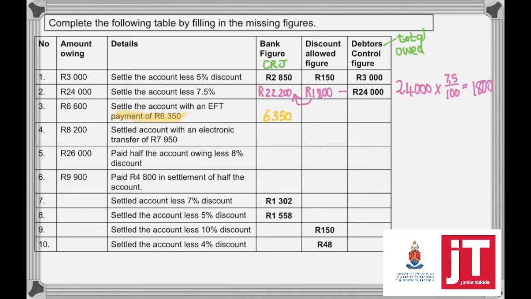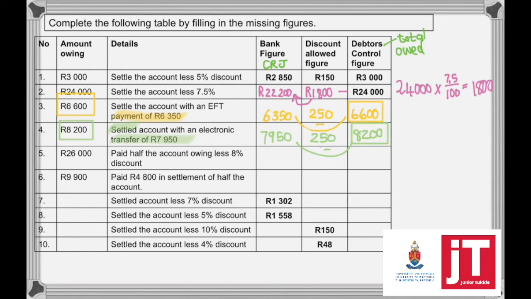The next transaction, they owed 6,600, but they settle with 6,350. So they've already deducted the discount. The amount they settle with, paid into my account, is the bank figure, 6,350. Amount owing was 6,600, so the difference is 250. Number 4, 8,200 was owing. They settle by paying 7,950, so the difference yet again is the discount. The amount owing is the same as the control figure. The transferred amount deposited into my account is the bank figure, and as I said, the difference is the discount.